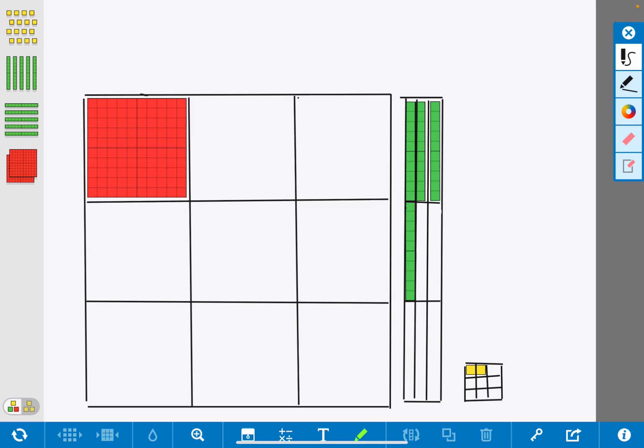So I can write the number by just looking how many are in the hundreds. There's 1 there, so I write a 1. How many are in the tens? There's 4, so I write a 4. How many are in the wee ones? There's only 2, so I write 2. And my number is 142. That's what this represents.